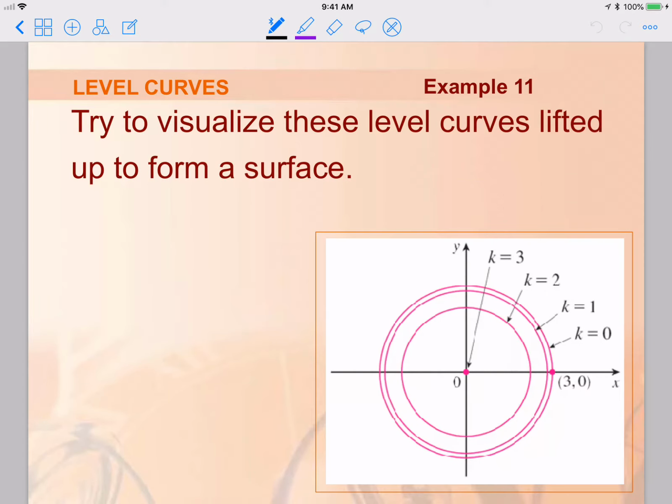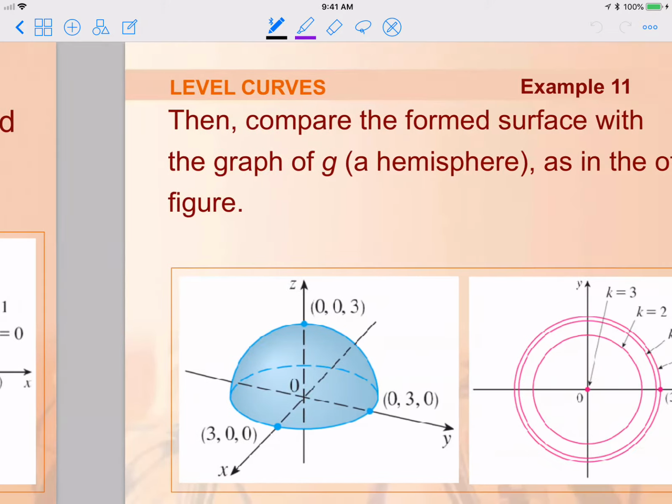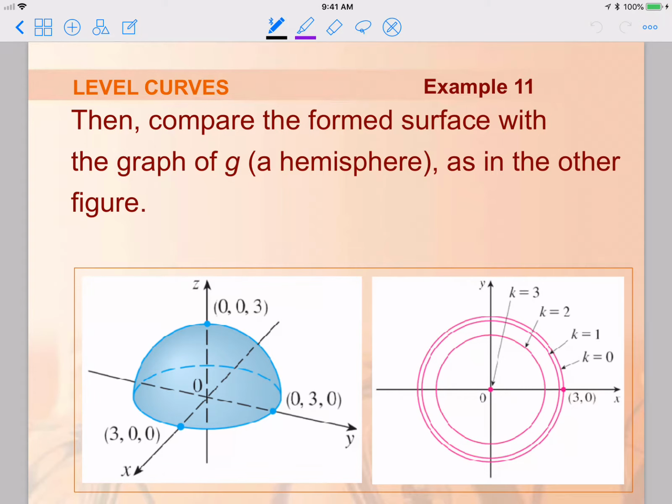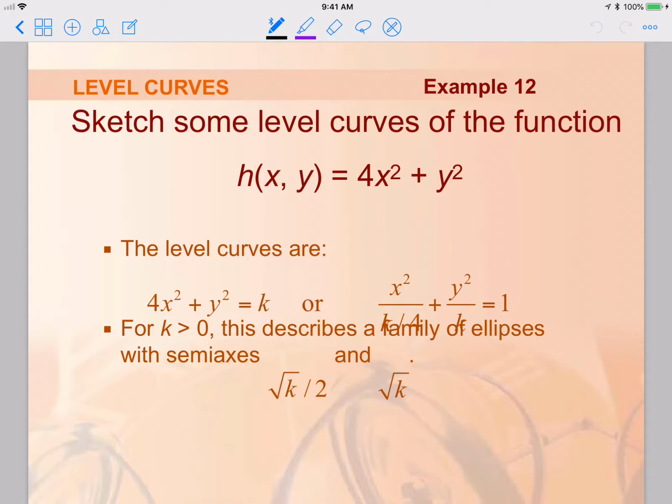Okay, try to visualize the level curves being lifted up to form a surface, and that's exactly what we get. So we've got steep, it's very steep here, but the higher up you go in value, the less steep it becomes. Okay. And now we can do this example here, sketch some level curves of this function here.